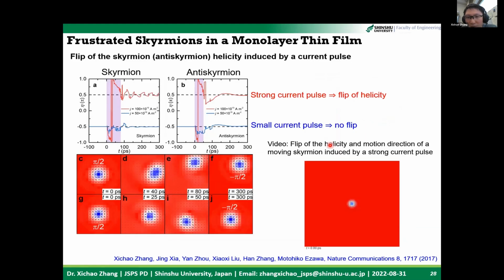In theory, we can also control the direction of motion of a frustrated skirming by tuning the amplitude of the driving current density. For example, the skirming first moves toward the right direction driven by a small current. And if we suddenly increase the current density for a while, the rotational mode will be excited, and then we can use it to change the helicity and the direction of motion of the skirming.